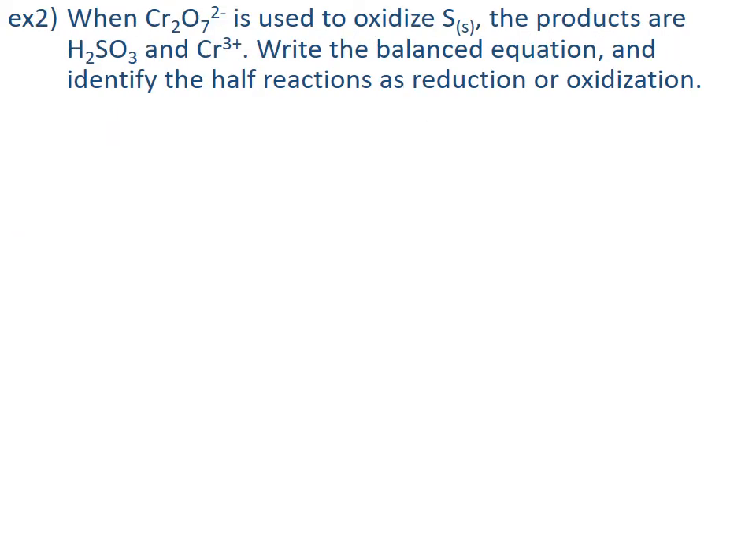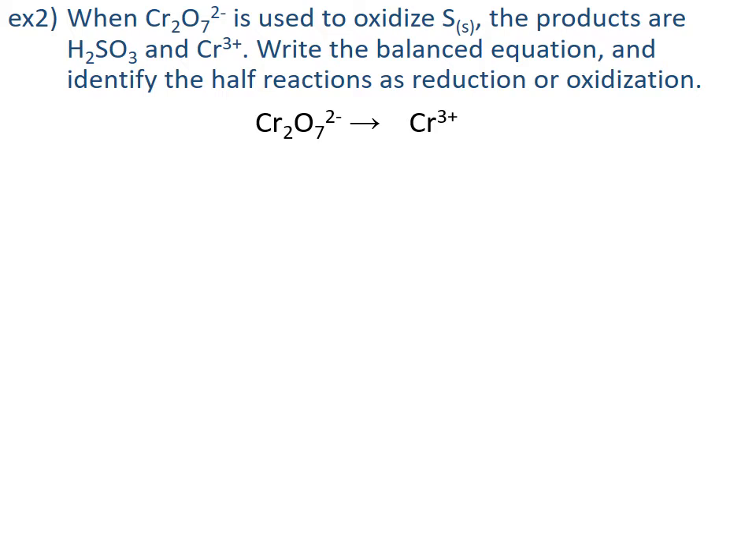When dichromate is used to oxidize sulfur, the products are sulfurous acid and chromium-3 ion. Write the balanced equation and identify the half reactions as reduction or oxidation.